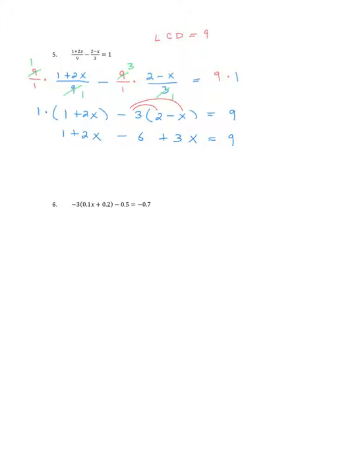So there's a lot of like terms on the left. We have a 2x and a 3x, which is 5x. We have a 1 minus 6, which is negative 5, and that's equal to 9. I think what I'll do here is add 5 to both sides, and this gives me 5x is equal to 14, and if I divide both sides by 5, I get my answer. I'll leave it as a fraction, but it is x is equal to 14/5.